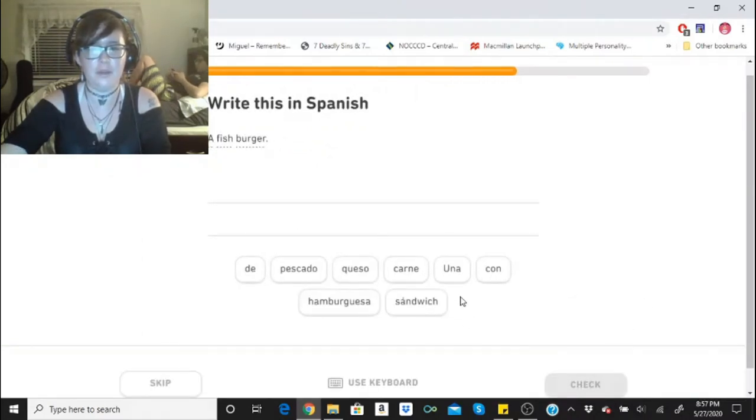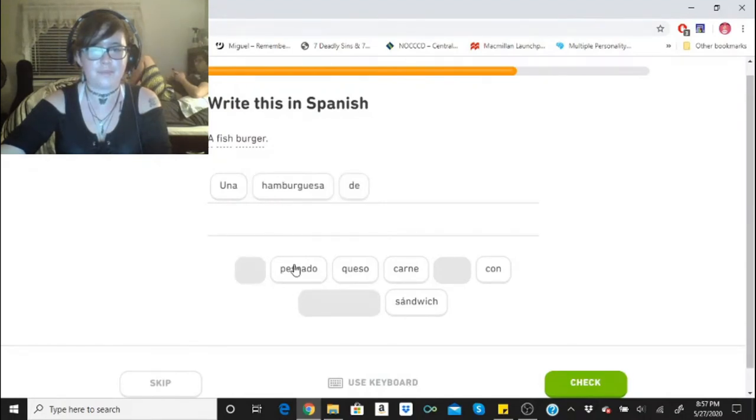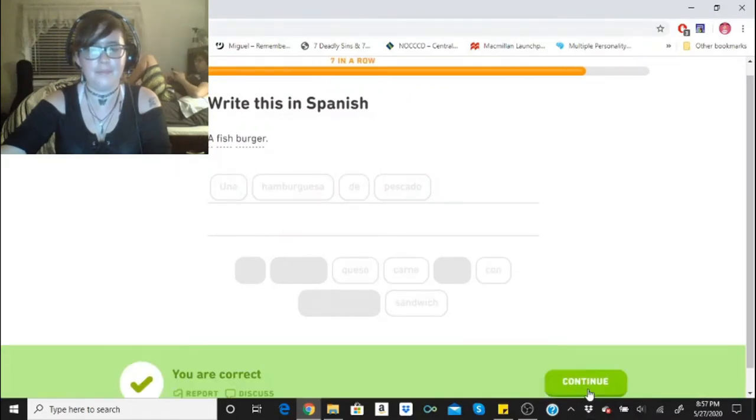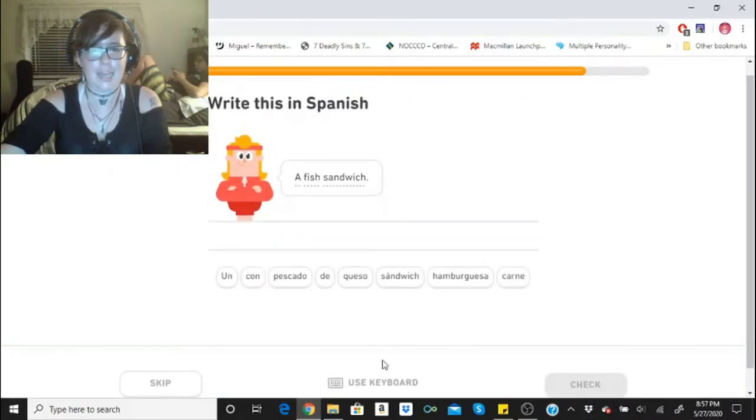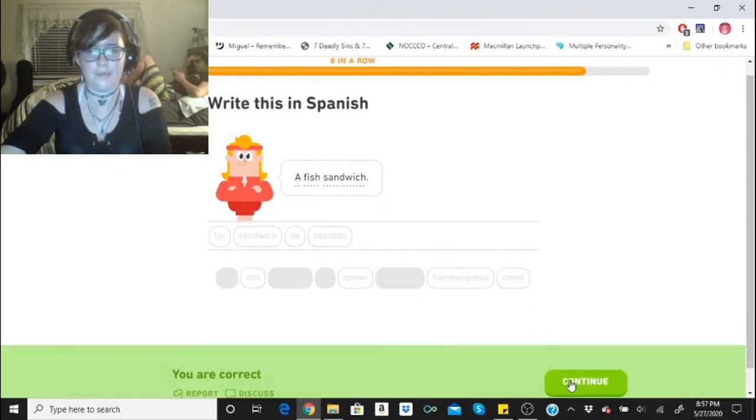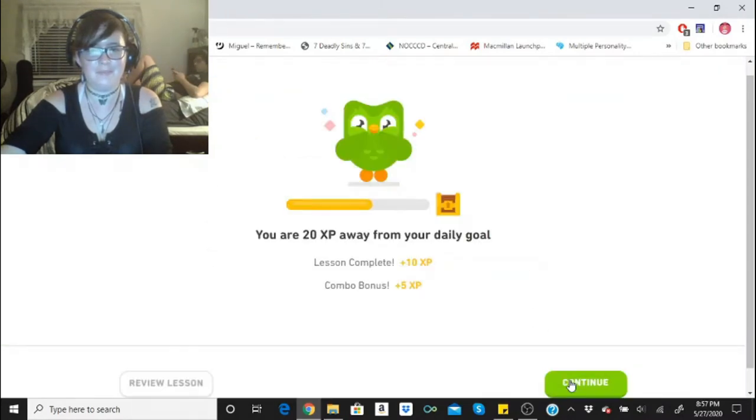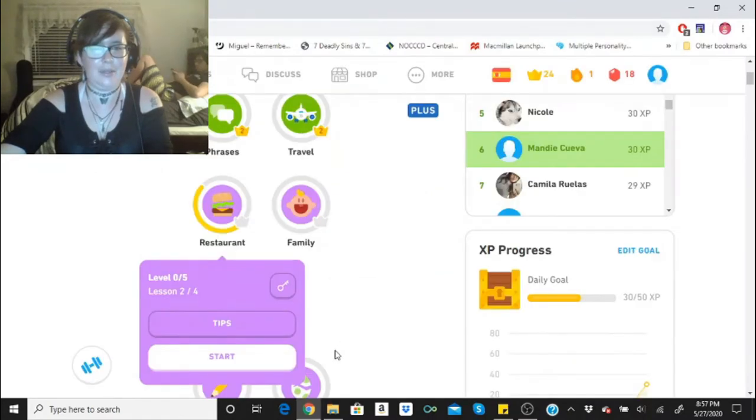A fish burger. Una hamburguesa de pescado. A fish sandwich. Un sandwich de pescado. Awesome. All right, now we're going to start the next one.